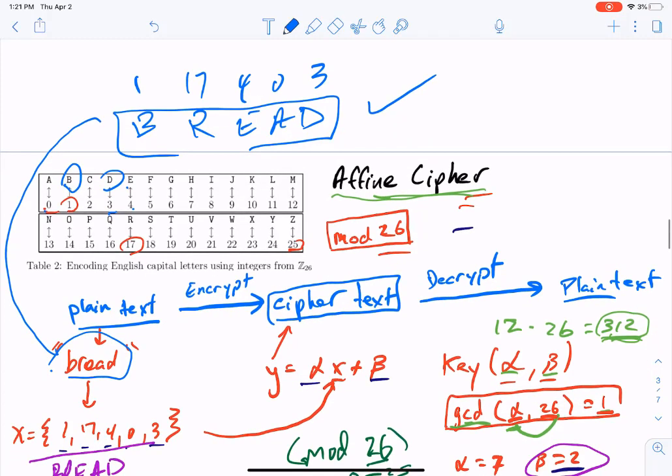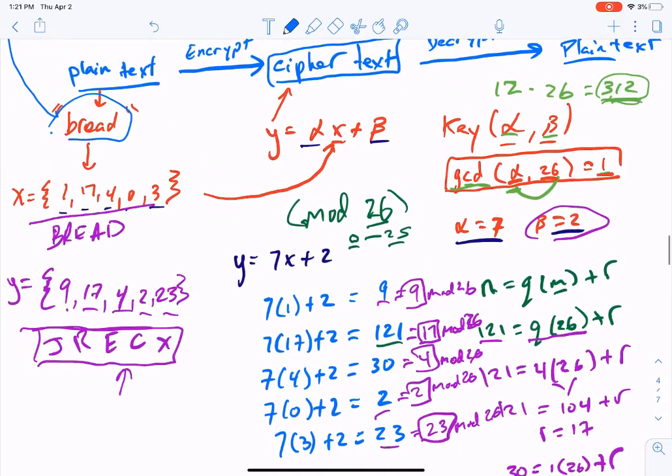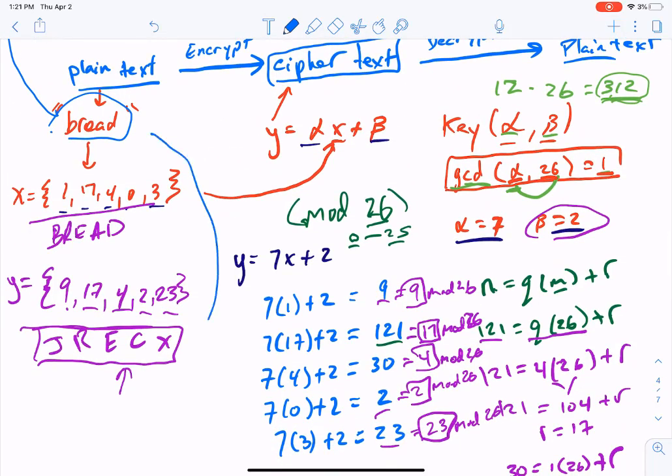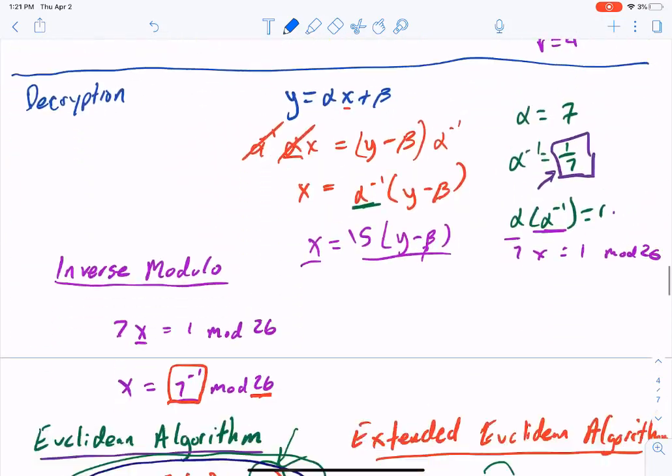Okay, so that's how you do that. I figured it out. So there you go. So this is what happens when you encrypt it. You get this message right here. And then when you decrypt it, it goes back to being bread. So that's how the Affine Cipher works.